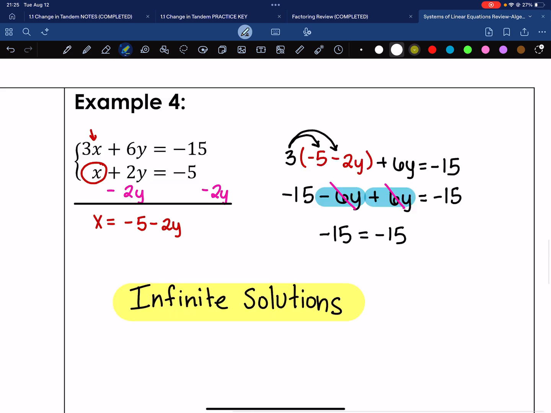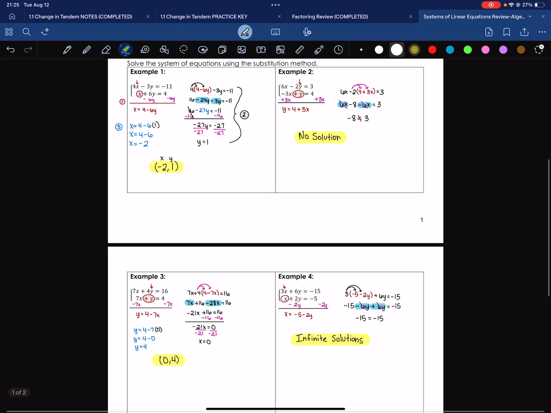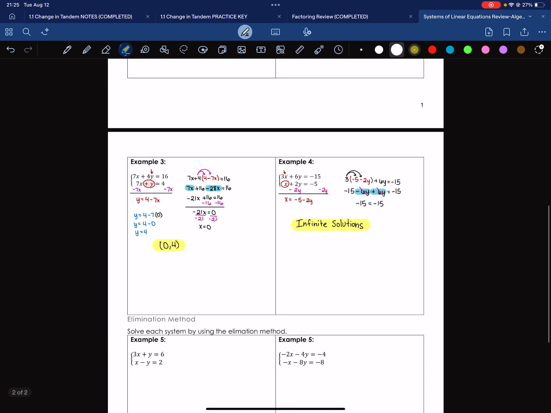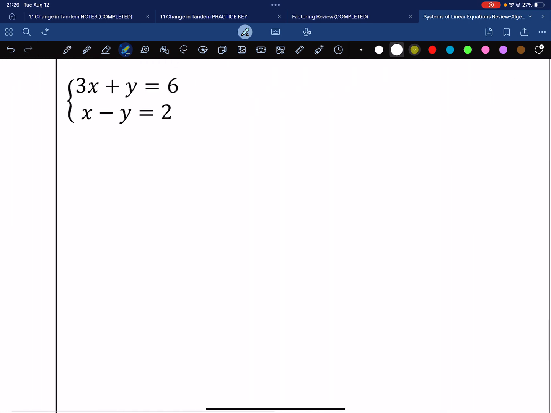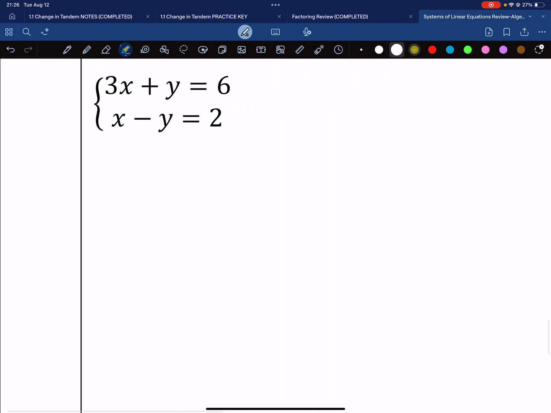Okay, so we did 4 examples on the substitution method. Now we're going to switch over to the elimination method. This is just a different method that works all the time as well. It's personal preference. With the elimination method, what we want to do first is make sure that our x's are lined up, our y's are lined up, and then our numbers are lined up. And even our equal signs are lined up.